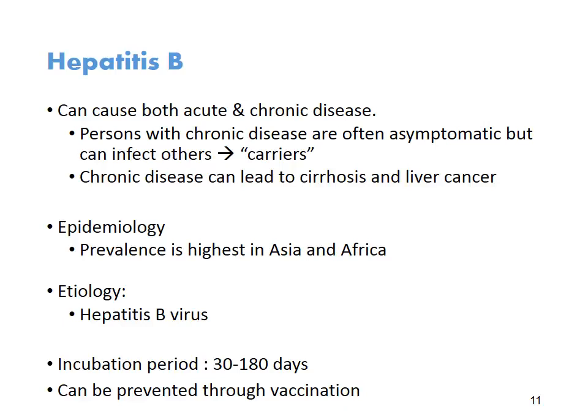People with chronic hepatitis B usually don't have any symptoms, but they can still infect others, so they are referred to as hepatitis B carriers. Unfortunately, about 20 to 30% of adults who are chronically infected with hepatitis B will develop liver cirrhosis and/or liver cancer. But fortunately, hepatitis B can be prevented through vaccination.